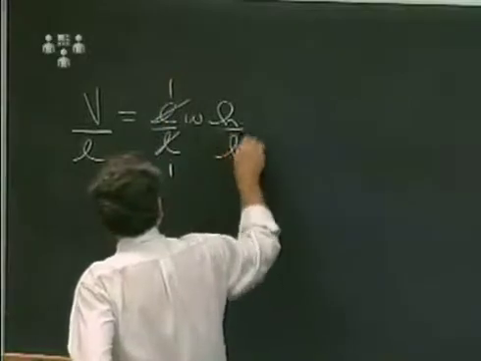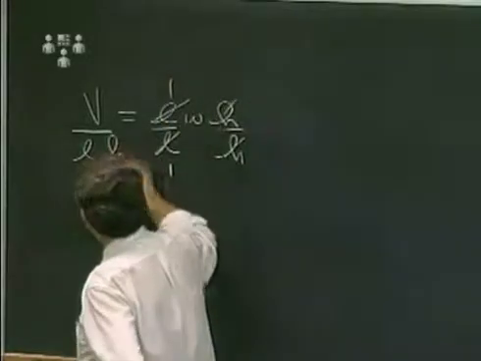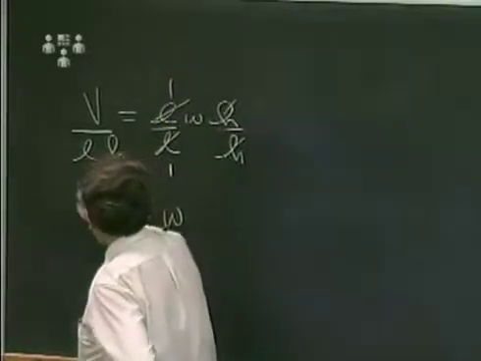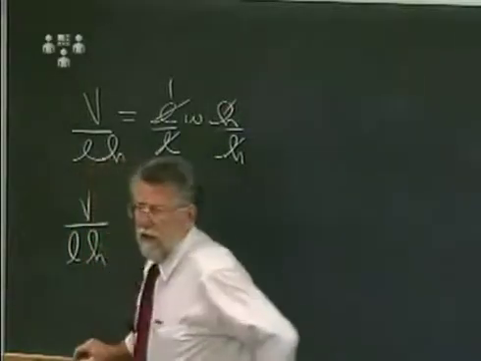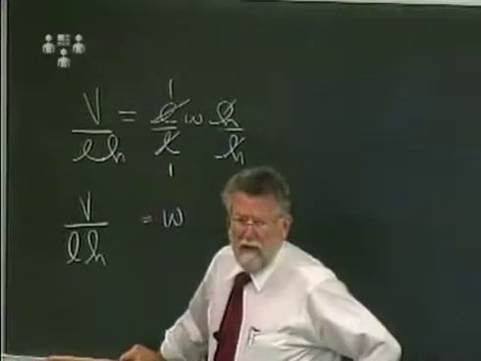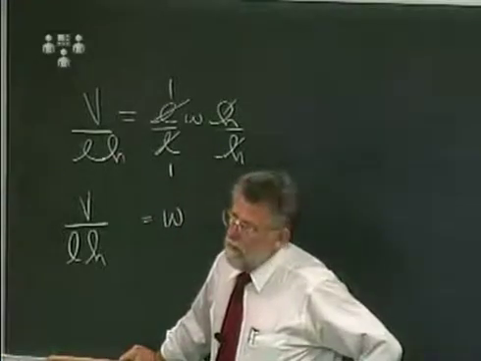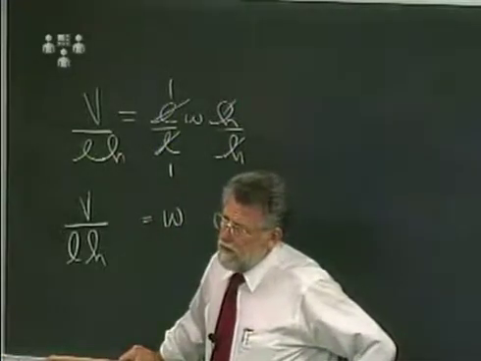Divide both sides by H, that gets rid of it. And so W is V over LH. My argument was that was 30 seconds, if you remembered. Now that's a big if.